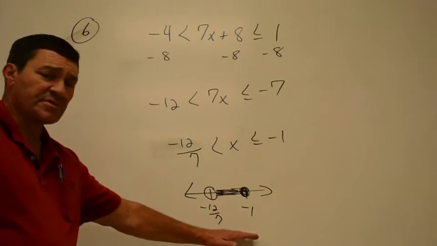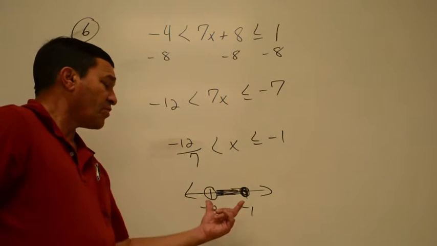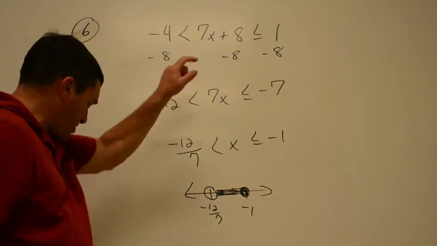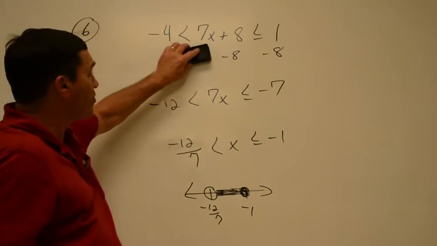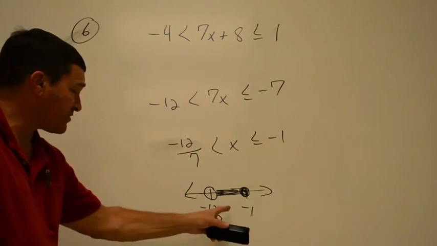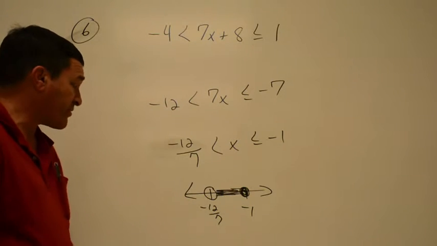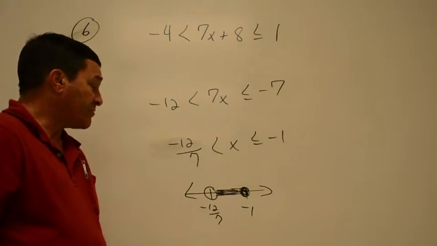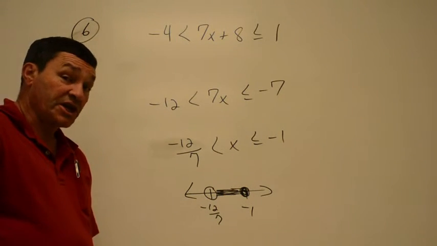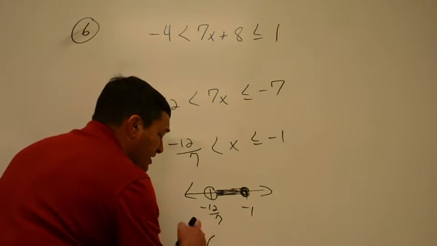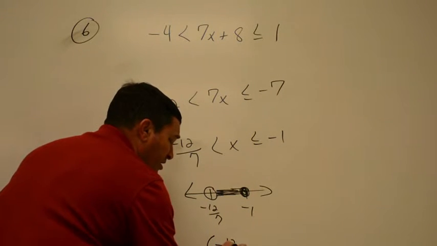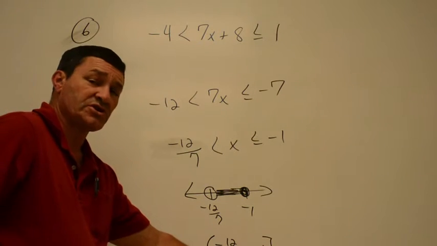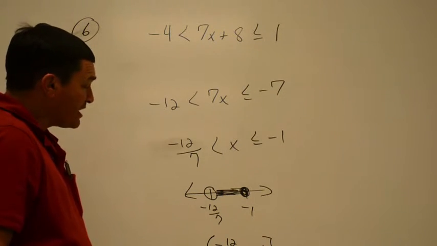And so on a number line graph, this is what we were looking for. What range of numbers could I use for x that would make sure this expression is always between -4 and 1? And that range of numbers is all numbers on the number line graph between -12/7 and -1, including the -1. How do you write this using interval notation? Use parentheses on the left, all numbers from -12/7 up to and including -1. So use a bracket on the -1.